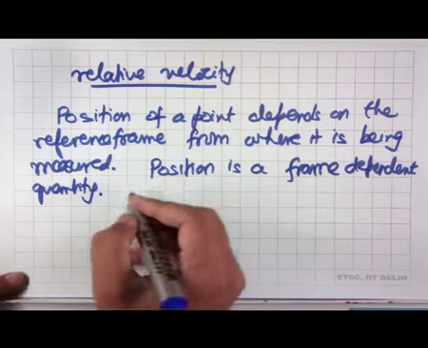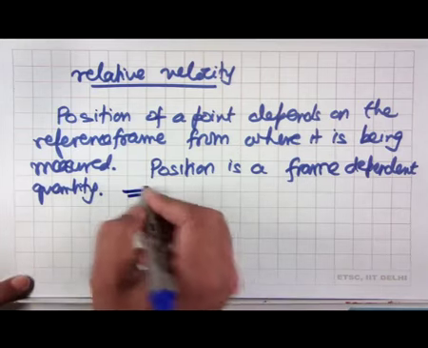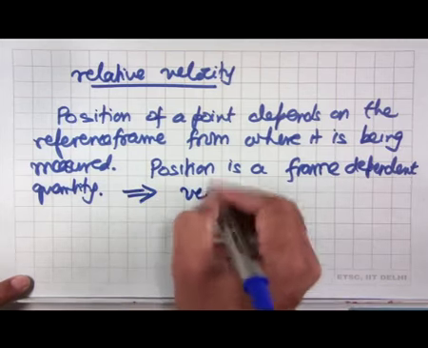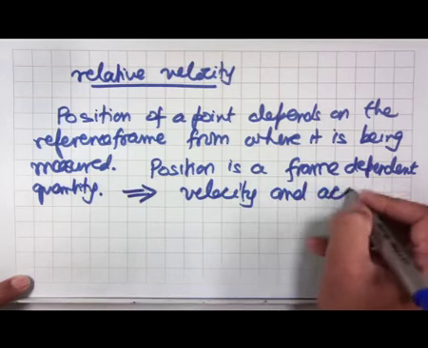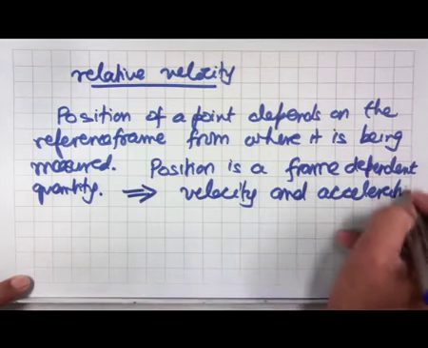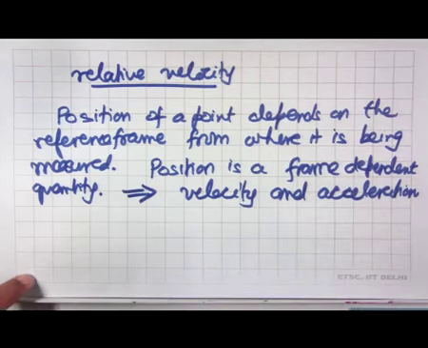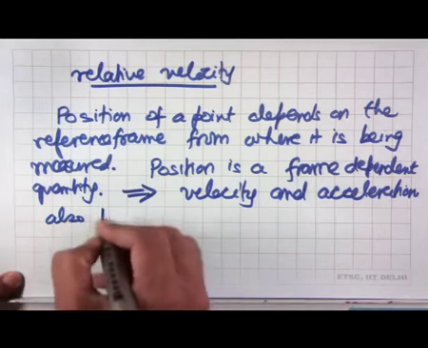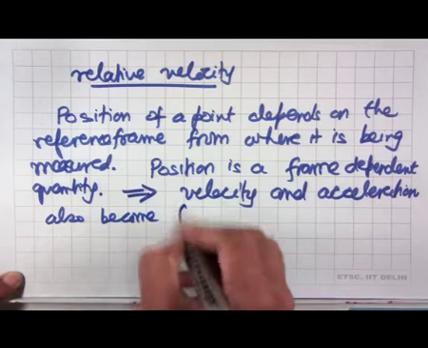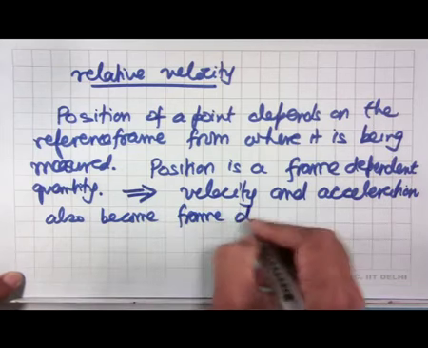And because position is a frame dependent quantity, this also implies that velocity and acceleration of a point, which are derivatives of the position and the velocity vectors respectively, also become frame dependent quantities.